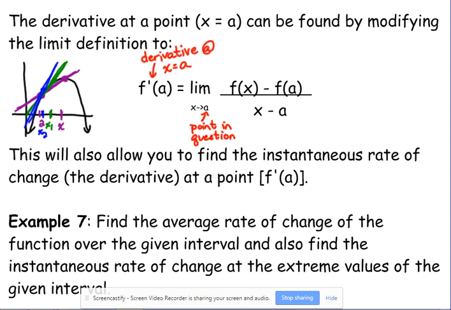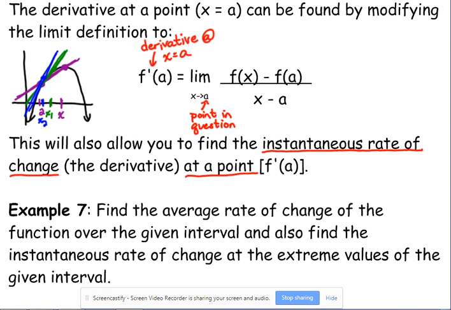Another vocabulary you need to be familiar with is that the derivative is also known as the instantaneous rate of change. So we've talked about average rate of change being slope. Well, instantaneous rate of change is the derivative. Instantaneous rate of change is the derivative at a point, okay? So f prime of a instead of f prime of x. So the words derivative, slope of the tangent line, instantaneous rate of change, all those should be synonymous in your mind.